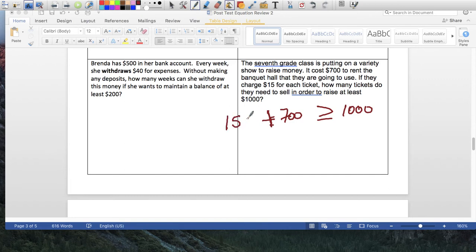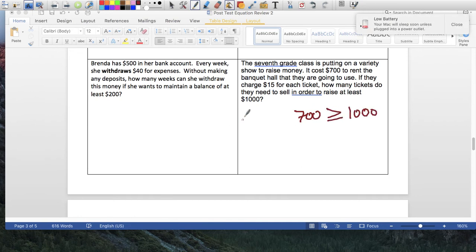How much is the ticket? It's $15 per ticket. Hang on a second. So there's something wrong here. 700 to rent. Has to be greater than 1,000, and their tickets are $15 per ticket. Oh, I'm a little confused on this one. I don't know why. Hang on a second. $15 per ticket. We need to make 1,000.